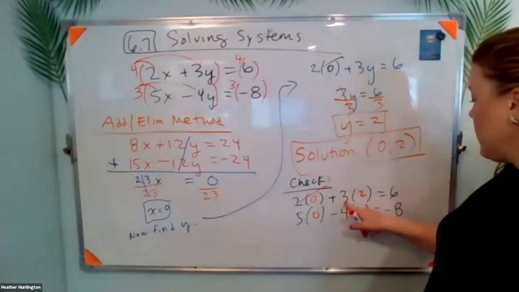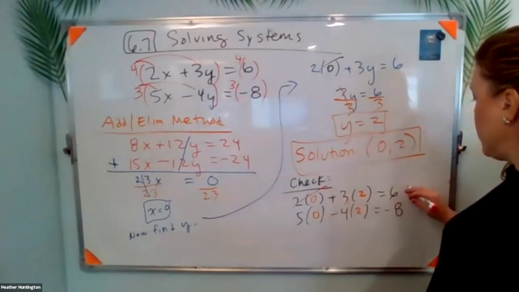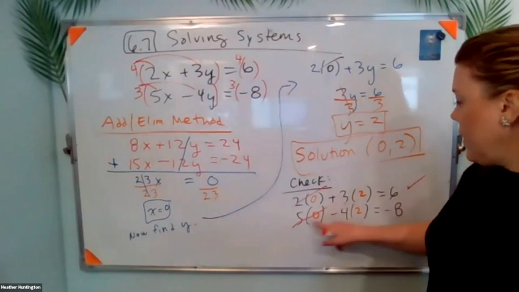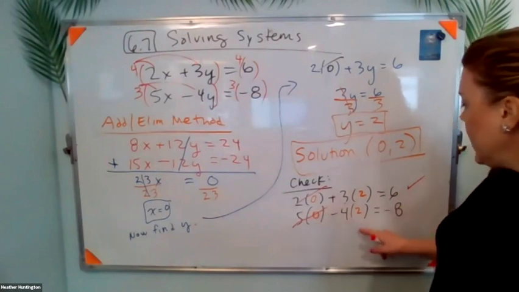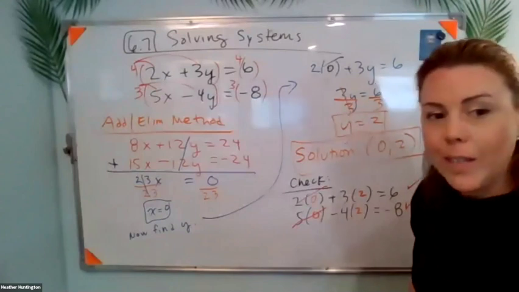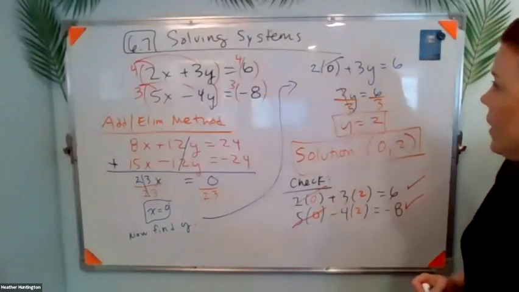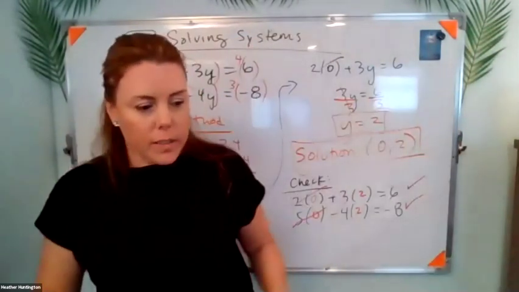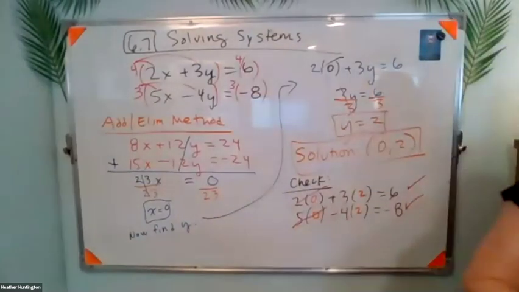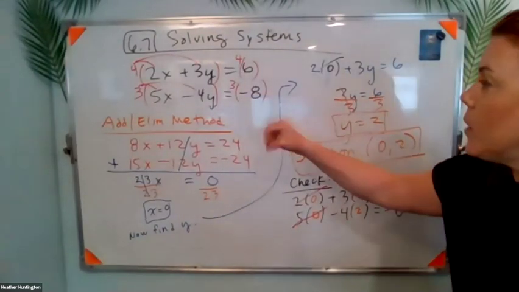Okay, so now here I have 3 times 2 is 6. 6 equals 6, that one works. Then here you get -8 equals -8, and that checks out. So that's good. All right, we did this with the addition/elimination method. Let's do the same one with substitution.